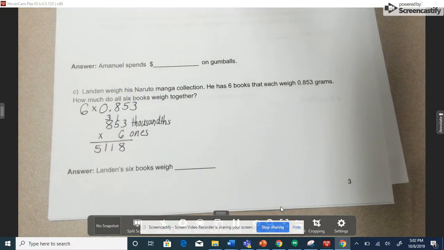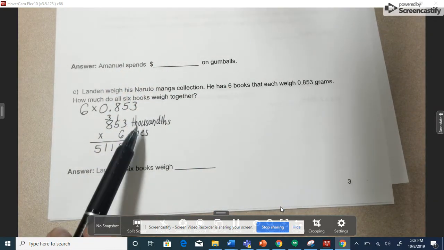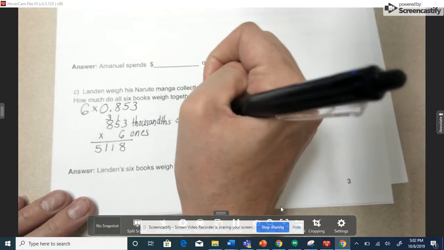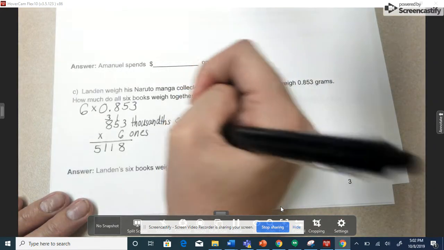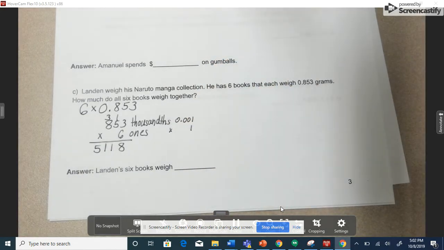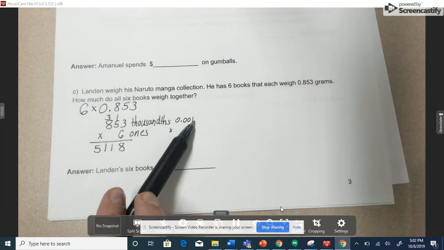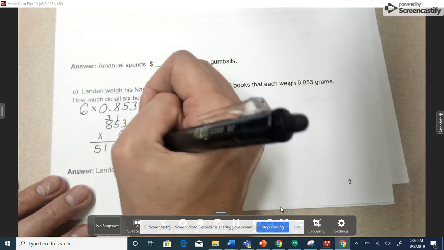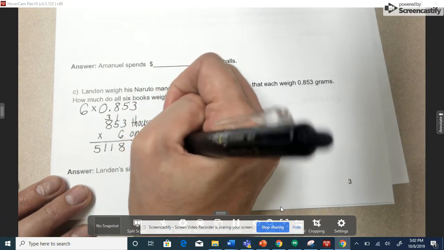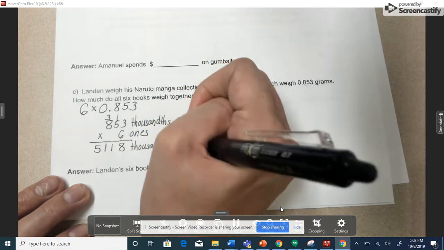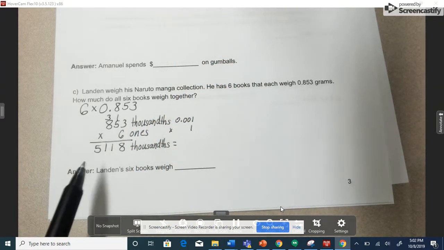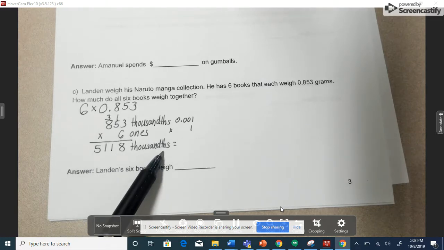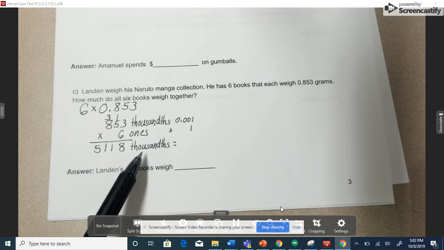And now I need to know the unit, the place value I'm in. So thousandths, which is 0.001 times the ones place, which you can represent with just a 1. 1 thousandth times 1 is 1 thousandth. So I'm going to write thousandths here. So this is my answer, 5,118 thousandths, but this is written in unit form. Let's write this in standard form with just numbers.